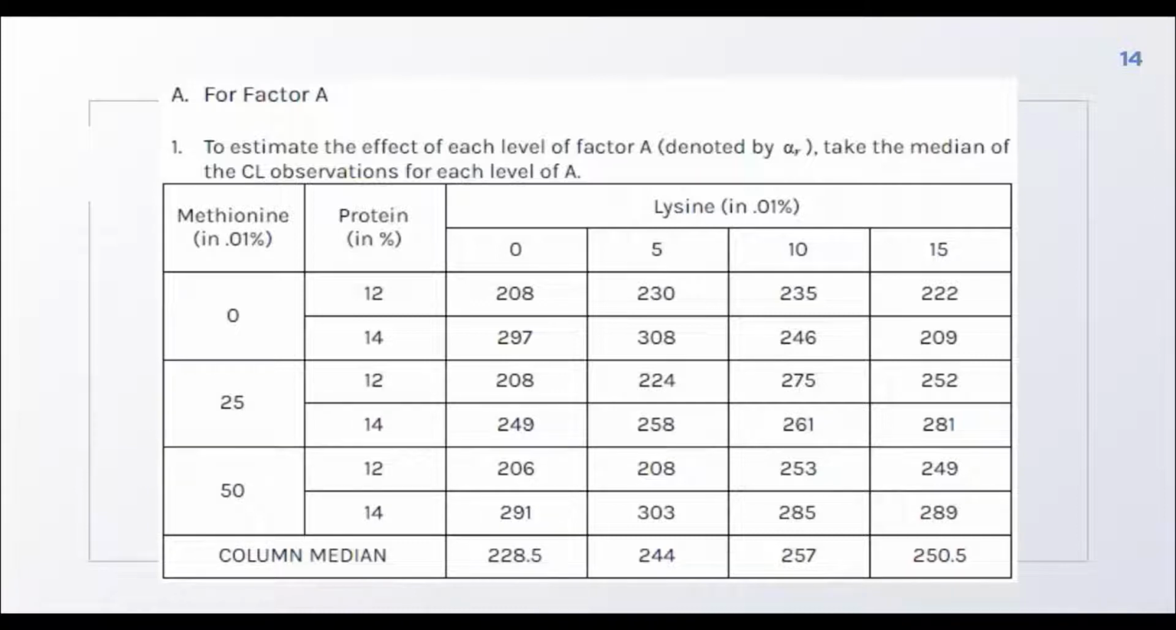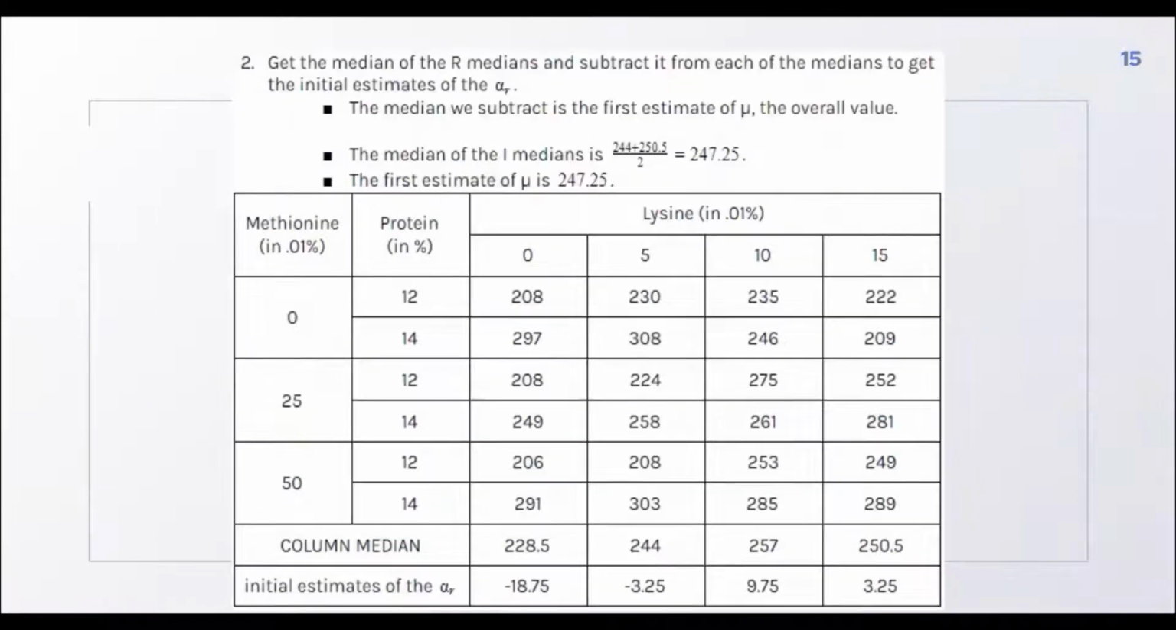The first step to estimate the effect of each level of factor A, denoted by alpha sub r, is to take the median of the C times L observations for each level of A. Since we have 3 levels of methionine and 2 levels of protein, 3 times 2 is 6, then we will get the median of the 6 observations from each level of lysine or factor A. Thus, we have these column medians.